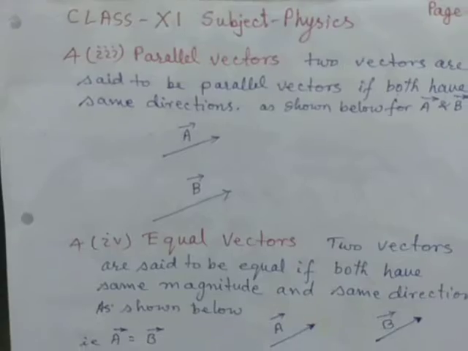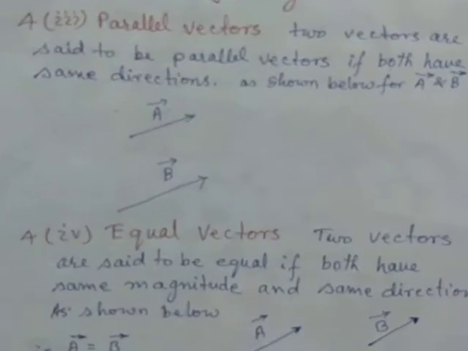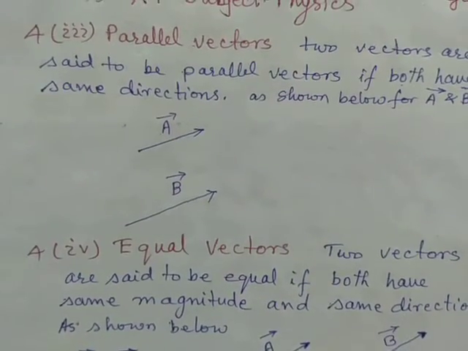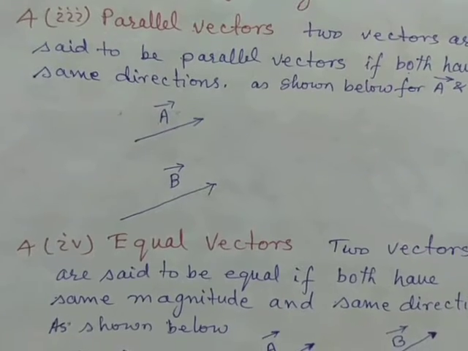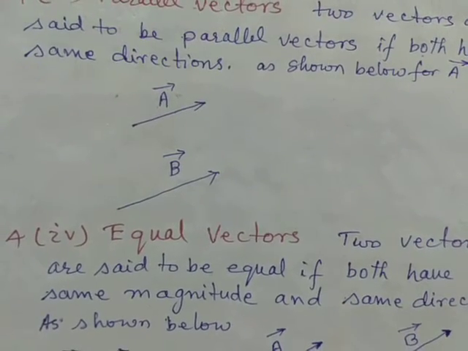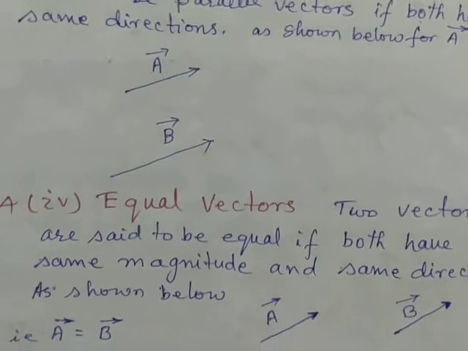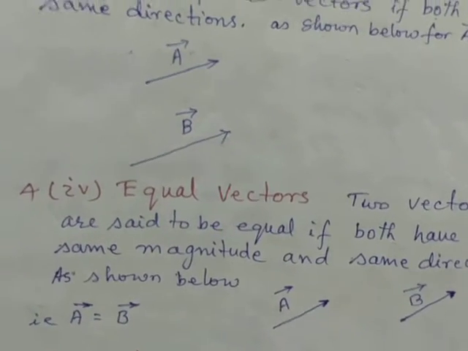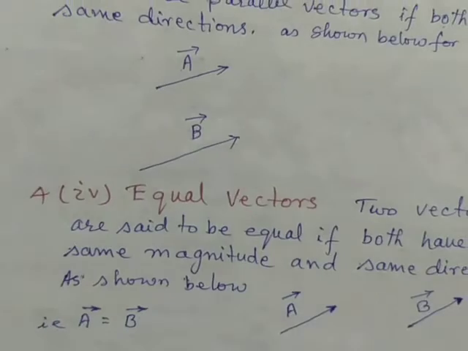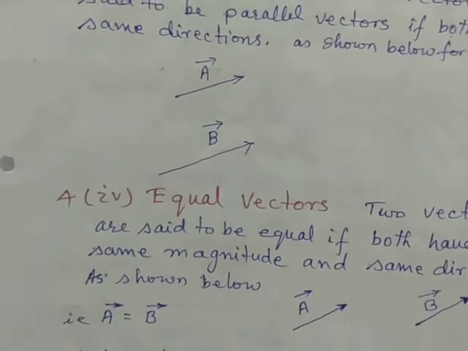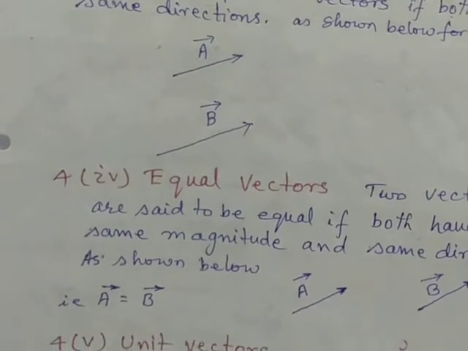Now we will talk about parallel vectors. Two vectors are said to be parallel if both have the same direction. Say for example, in this case we have vector A and vector B, both directed along the same direction, then these will be called parallel vectors. Their magnitudes may not be equal, that is not a condition, only the direction should be the same.